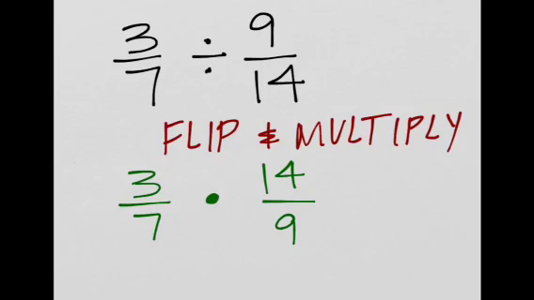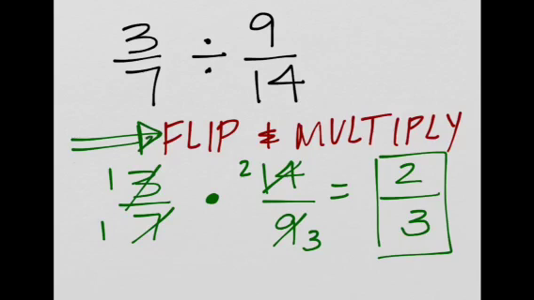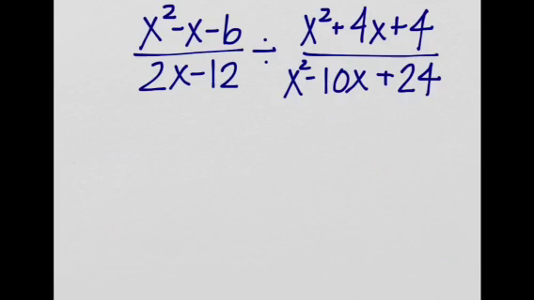And now we're just going to simplify by canceling any common factors. So 3 goes into 9 3 times, 7 goes into 14 twice, and then we just multiply across. 1 times 2 is 2, 1 times 3 is 3, for an answer of 2 over 3. So with rational expressions, the same concept of flipping and multiplying is going to apply. Our fractions just contain polynomials instead of regular numbers. So let's take a look at an example.